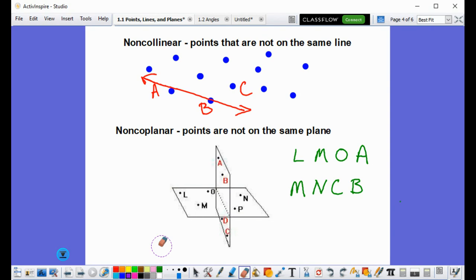When we get to non-coplanar, we need to look for 4 points. So when you're looking for non-coplanar, make sure, I'm going to put this one in green actually, because I want this in your notes: 4 points. Because remember, if you pick 3 points, even though you don't see the plane, you could always make a plane through any 3 points, as long as they're not in a straight line.